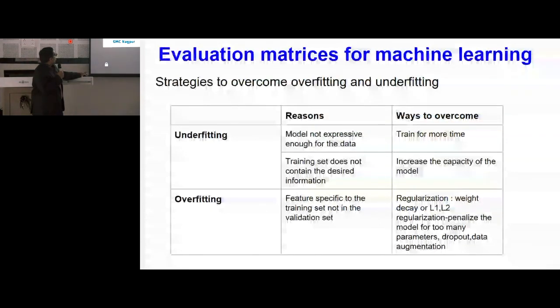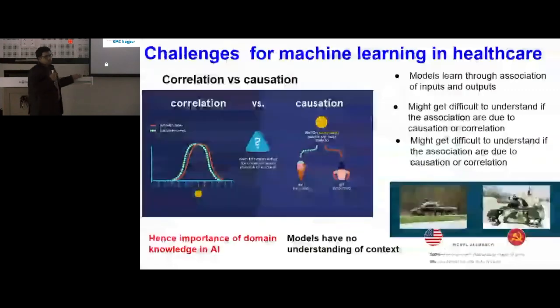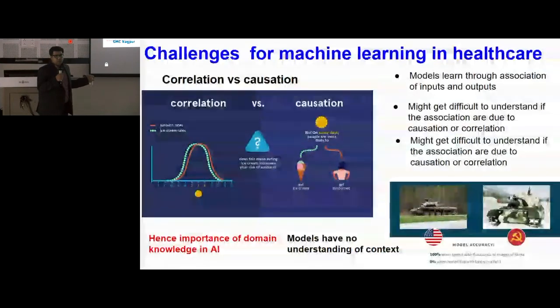Then what are the challenges of machine learning in healthcare? So, correlation versus causation. There can be a lot of correlation that may not be caused by each other. Like during summertime, a lot of people eat ice cream and a lot of people get sunburn. So if you see the graph of sunburn as well as ice cream, both see a peak during summer.